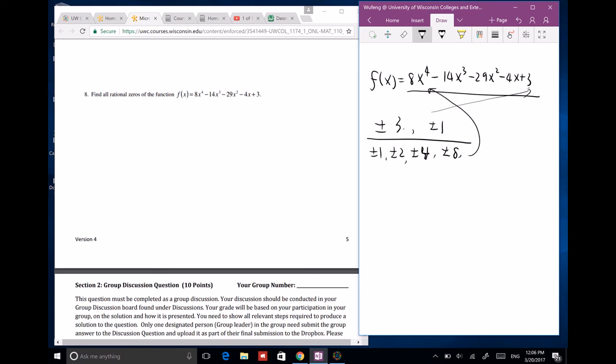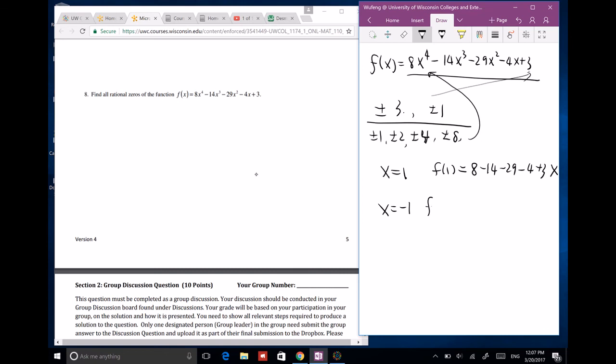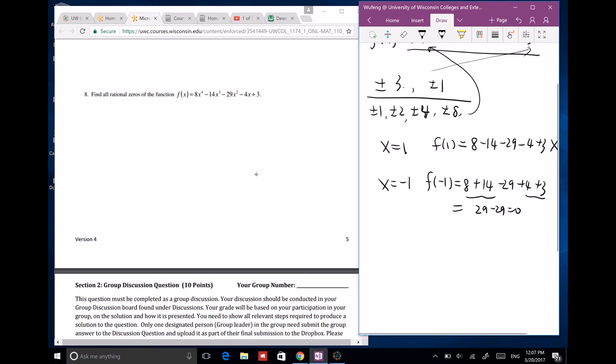So we test it. Say if x equals 1, does it work? Plug 1 into it. So f(1) equals 8 minus 14 minus 29 minus 4 plus 3, doesn't work for sure. What about x equals negative 1? So f(-1) equals 8 plus 14 minus 29 plus 4 plus 3. It seems like this one works. This is 22 plus 7 is 29, minus 29 is 0. So perfect. We have a root which is -1.